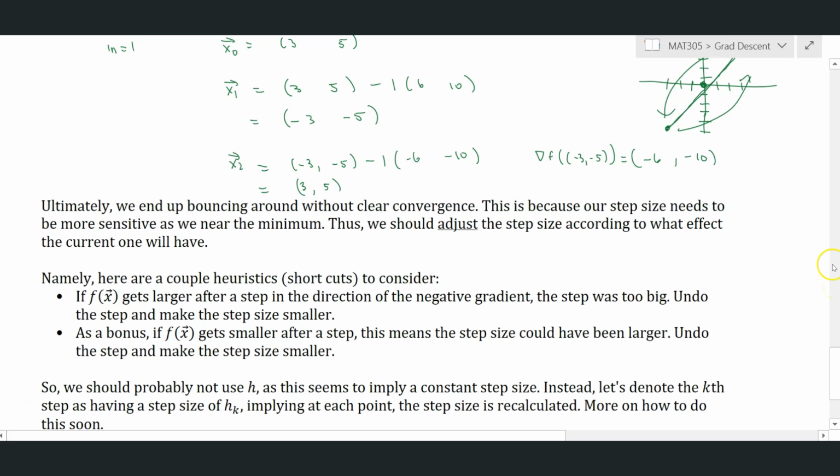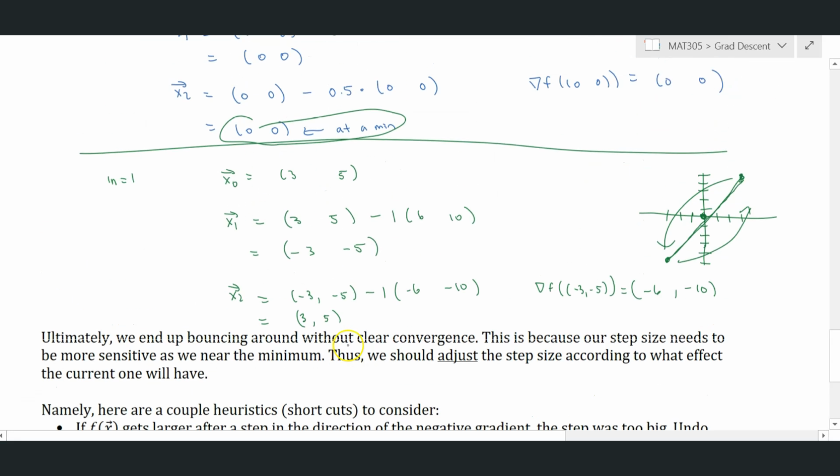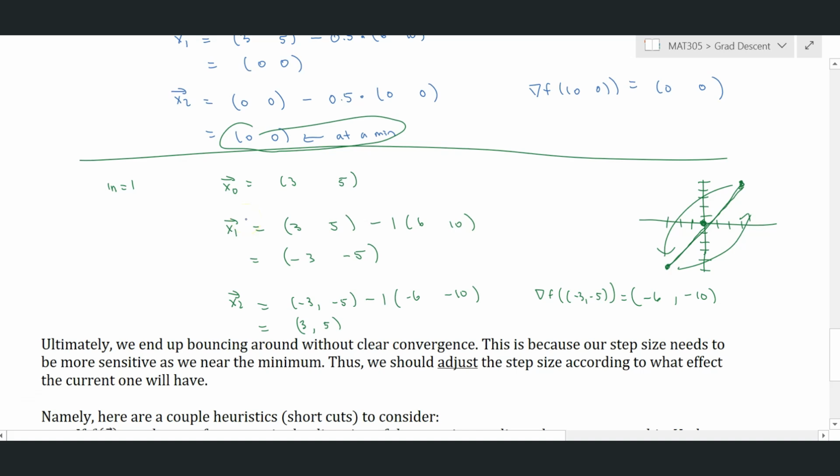So how do we approach this in the case where the step size causes these problems? Well, if f of x gets larger after a step in the direction of the negative gradient, the step was too big. So undo the step and make the step size smaller. As a bonus, if f of x gets smaller after a step, this means the step size could have been larger. So undo the step and make the step size larger. So it's kind of like we don't move until we know what effect that's going to have. And we can check what effect that's going to have by looking at the next point and seeing if the value of f at that point has gotten bigger or smaller.